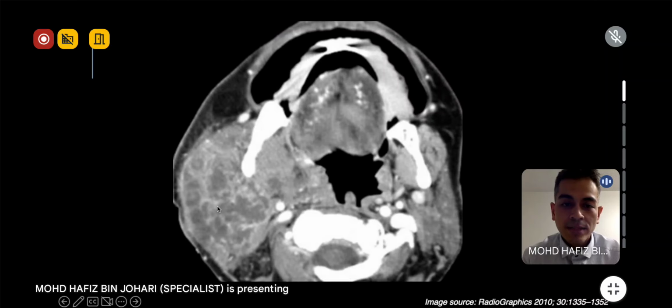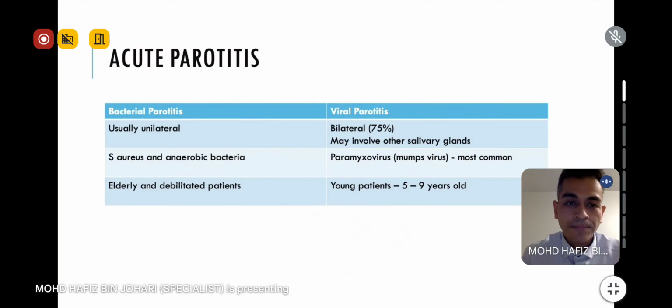This is a case which shows a very enlarged right parotid gland as compared to the left, with multiple hypodense collections within. The surrounding subcutaneous fat is stranded. This is a case of acute suppurative parotitis. When we talk about parotitis, it could be bacterial or viral in origin.